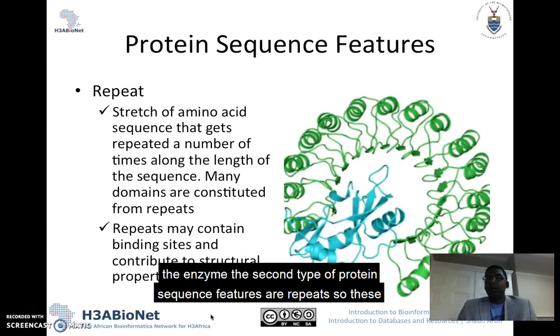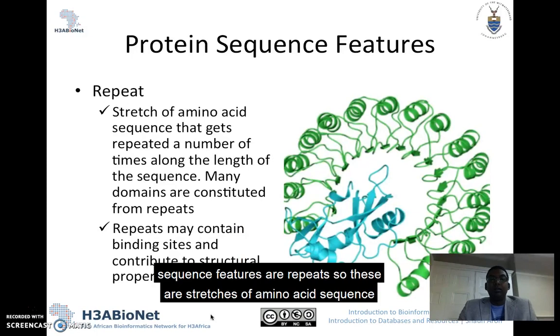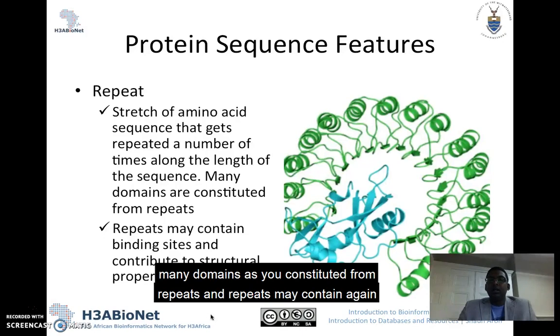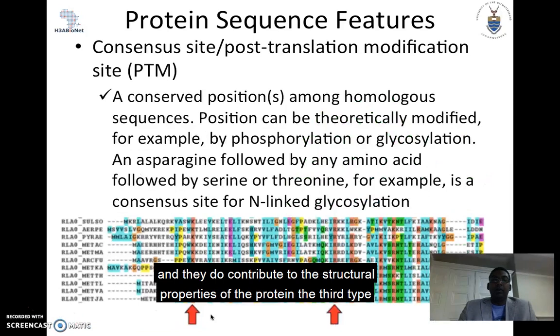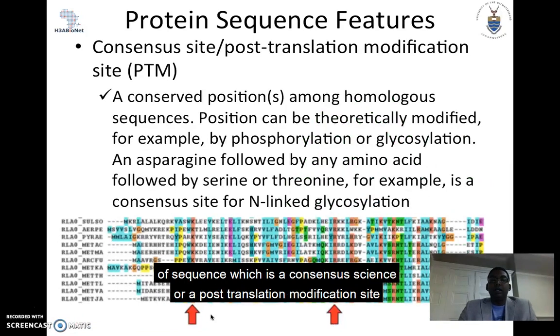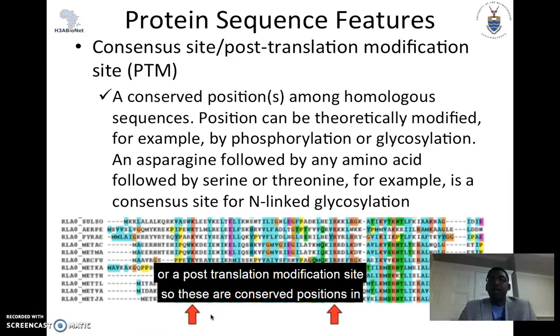The second type of protein sequence feature is repeats. These are stretches of amino acid sequence that get repeated a number of times along the length of the sequence. Many domains are actually constituted from repeats. Repeats may contain, again, binding sites or active sites, and they do contribute to the structural properties of the protein.